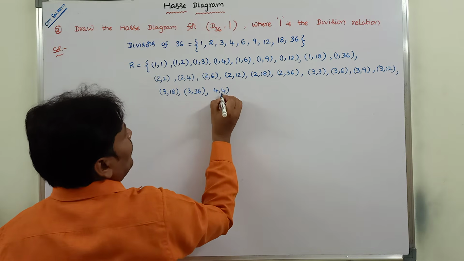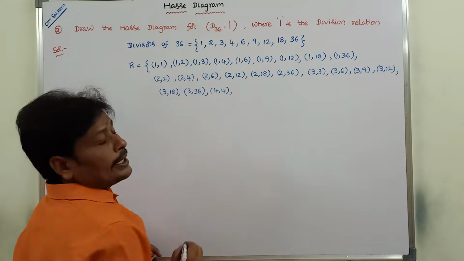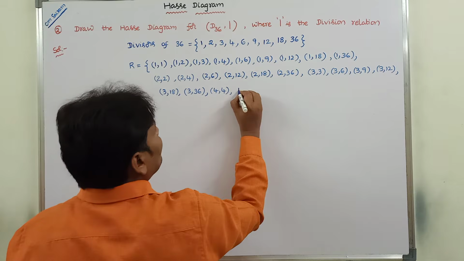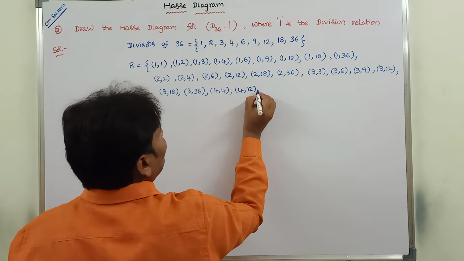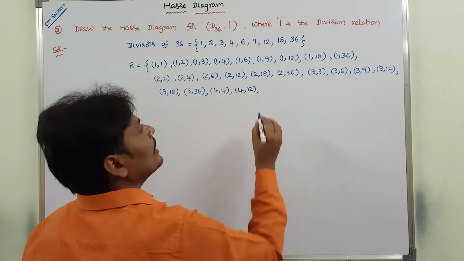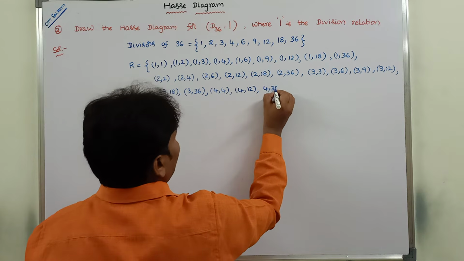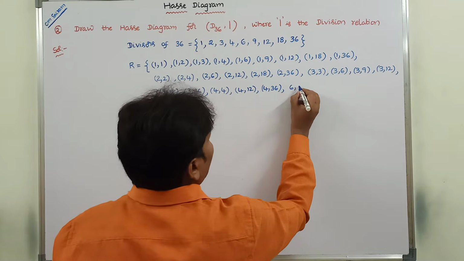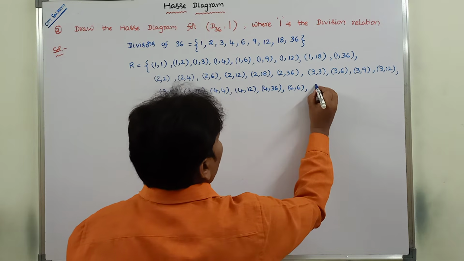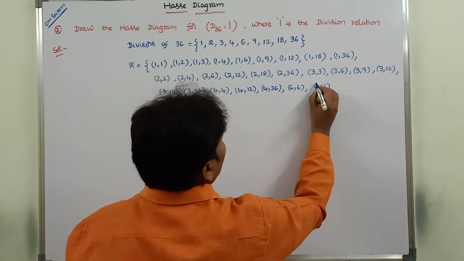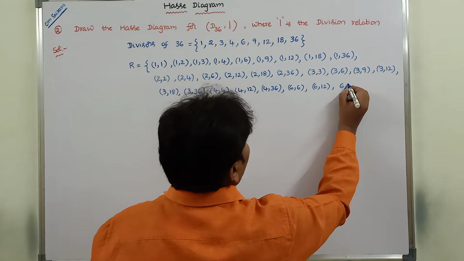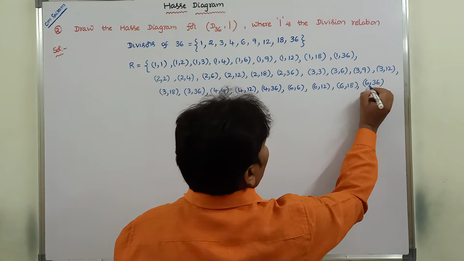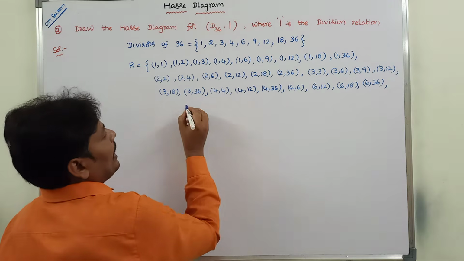4 divides 4. 4 does not divide 6. 4 does not divide 9. 4 divides 12. 4 does not divide 18. 4 divides 36. Next we can go for 6. 6 divides 6. 6 does not divide 9. 6 divides 12. 6 divides 18. 6 divides 36. Next we can go for 9.